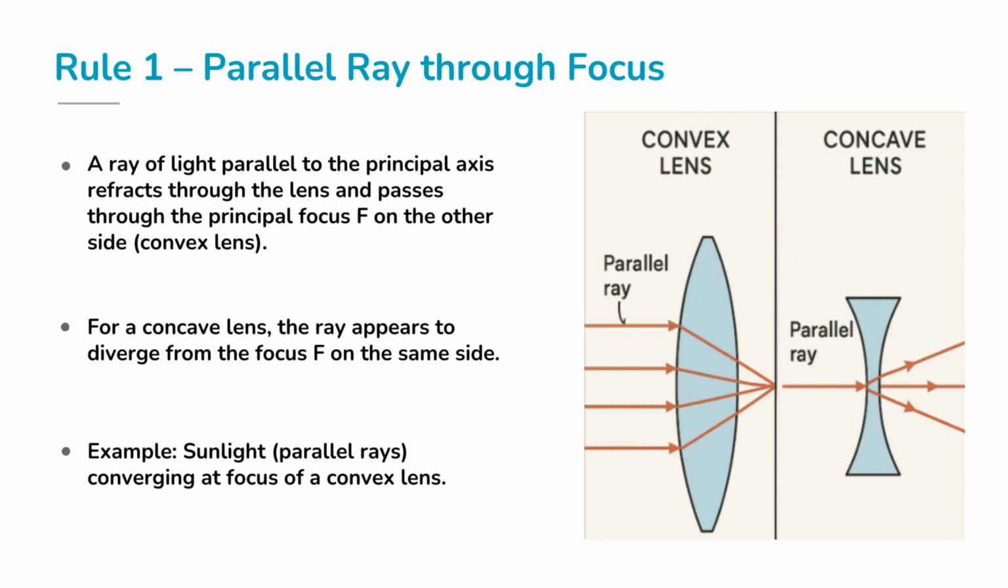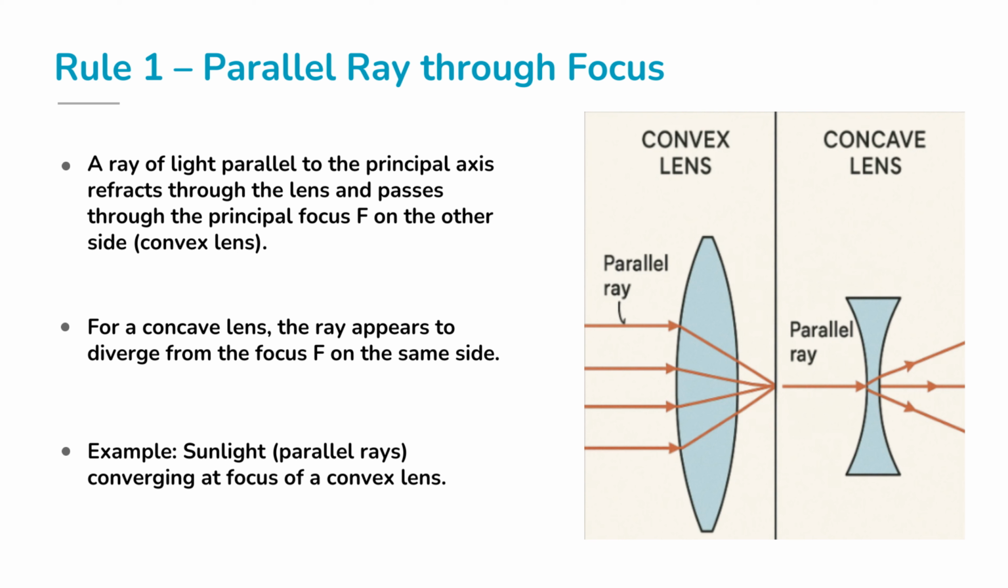Whenever a ray of light travels parallel to the principal axis, the lens immediately knows what to do. For a convex lens, the ray bends and passes through the principal focus F on the other side. It's like saying, hey, if you're parallel, you've got a VIP entry straight through the focus.